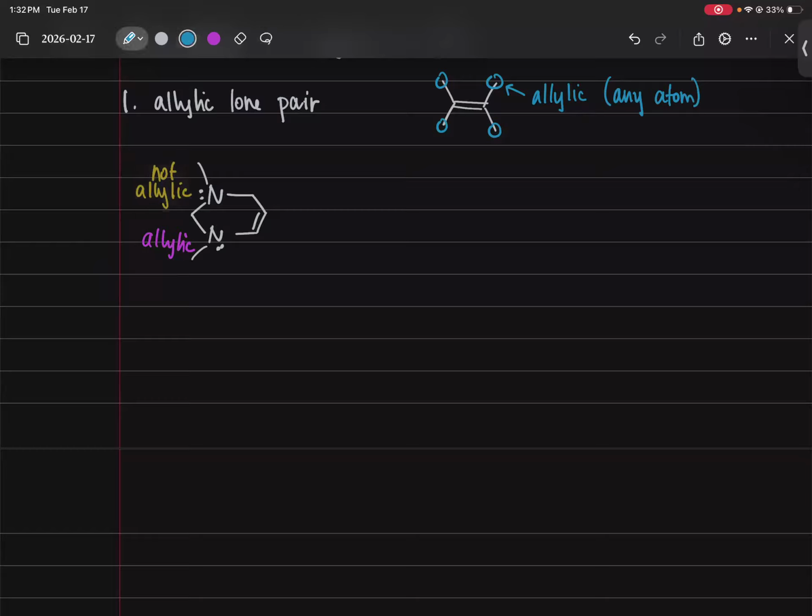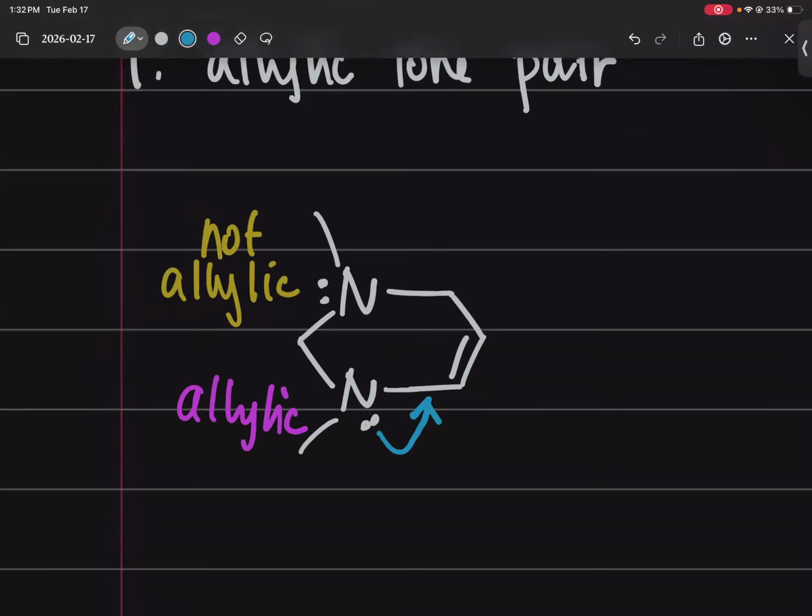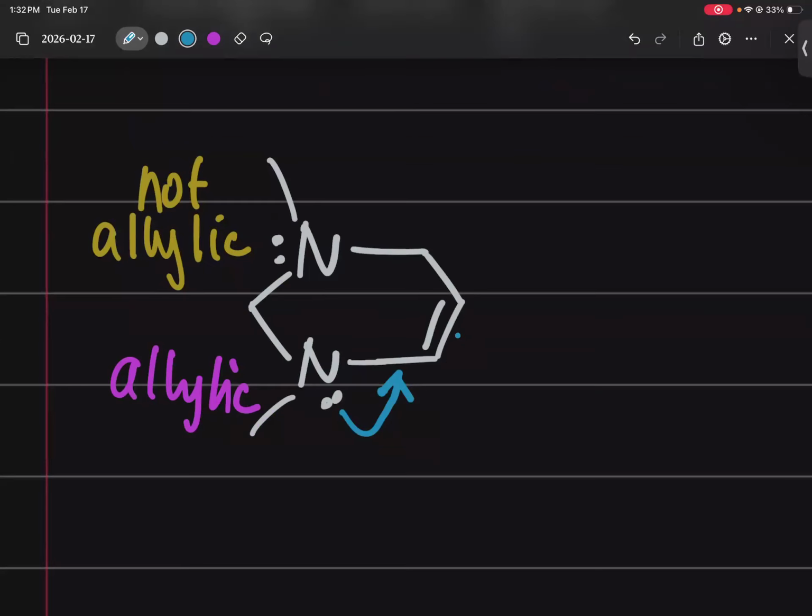Okay, so we have an allylic lone pair. We can draw a resonance structure of this molecule using this allylic system. So we're going to go from the lone pair to that carbon-nitrogen single bond. And then we're going to go from this pi bond to that carbon atom.